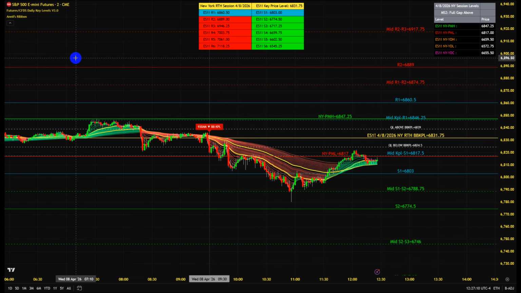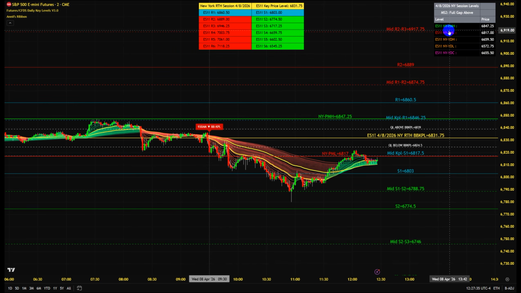Okay, so with this indicator at the 9:30 a.m. first tick of the RTH New York session open, the key levels will be generated on your chart for that session. So you'll see a table here for the bull bear key price level, as well as the R levels above, the S levels below.